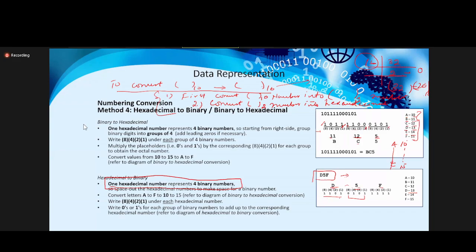So 1101, this is 13. So you have written there D and 5, and then F. F means all ones. All ones means F, or 15.